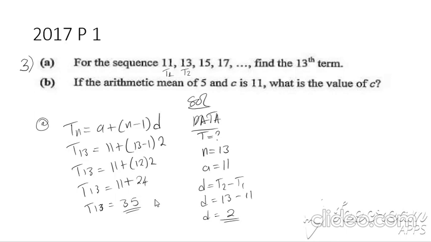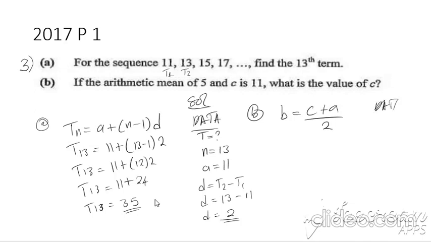And then the other one is what? B. So B is asking us to find the arithmetic mean of 5 and C is what? 11. So the question is saying the arithmetic mean of 5 and C is 11. What is the value of C? So we need to come up with a formula first for the arithmetic mean. What's the formula? So B is equal to C plus A over 2, like that.